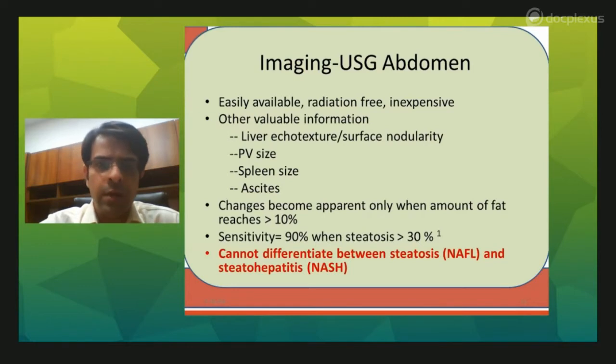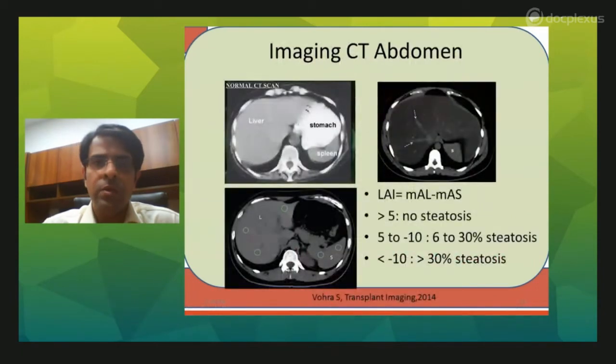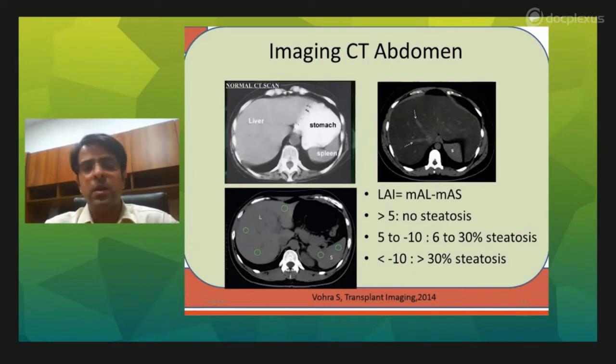steatosis or whether you have a NASH. So that is one important limitation that we have on sonography. CT scan, again, you can see that there is an index called the liver attenuation index, by which you can judge the amount of steatosis which is there. We usually use this in transplant donors, living donors, to assess how much fat is there and whether they are suitable for living donor transplant.